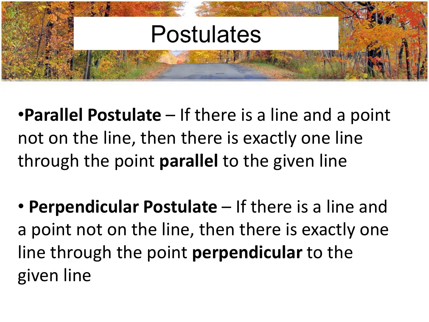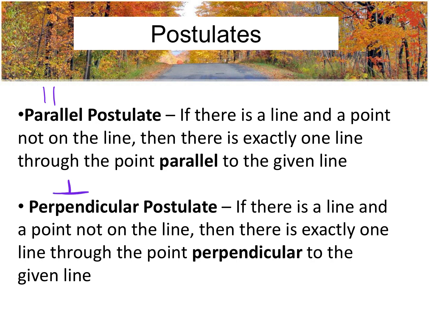Here are two postulates. The first one is called the parallel postulate. This one states, if there is a line and a point not on the line, then there is exactly one line through the point that will be parallel to the given line. The perpendicular postulate states that if there is a line and a point not on the line, then there is exactly one line through the point perpendicular to the given line. For the parallel postulate, remember the symbol for parallel is two straight lines going down. Remember the symbol for perpendicular is the upside down T.